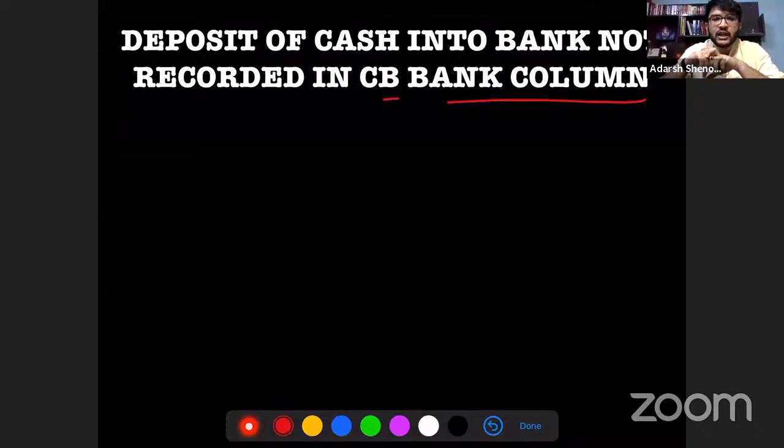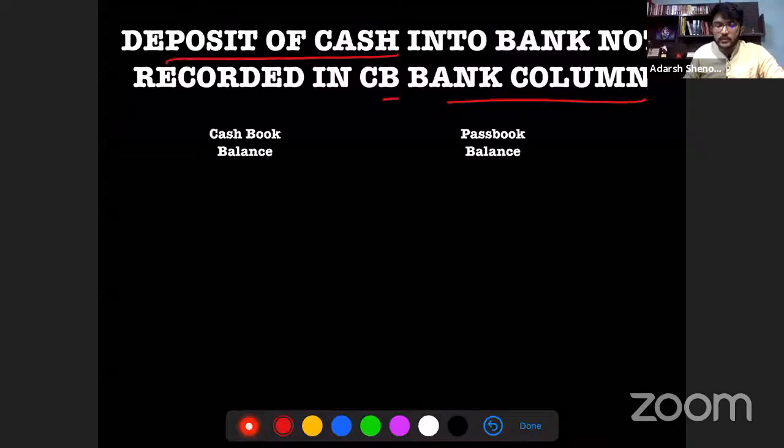Is there a movement in the cash book because of this transaction? No, they have given it has not moved at all. So not recorded in the cash book bank column. That means which balance is moved? Passbook balance is moved because we have not entered it in the cash book bank column. The balance has gone up because you deposited cash into the bank account, so your balance as per passbook has gone up.